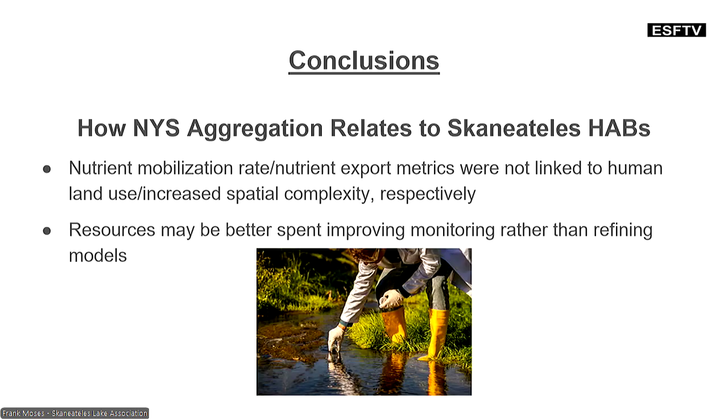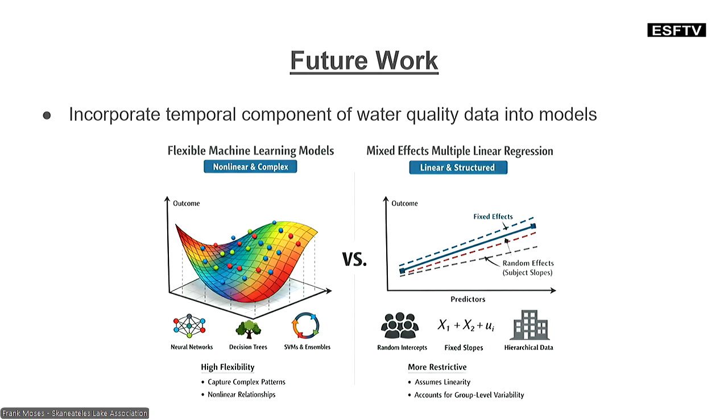In Skinny Atlas, this could involve more frequent edge of field monitoring to identify and validate the most important nutrient generating areas, along with the effectiveness of nutrient management practices. So future work will incorporate the temporal component of this statewide data set, enabling more thorough testing of the drivers of nutrient export. Flexible machine learning models, such as decision trees and artificial neural networks, will be evaluated to capture complex interactions among water quality, land use, and other covariates.